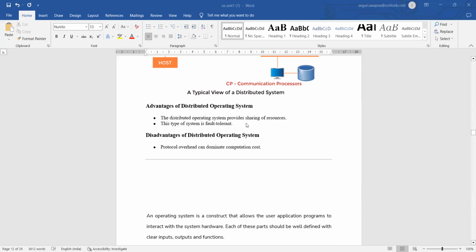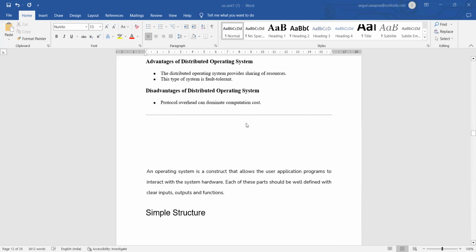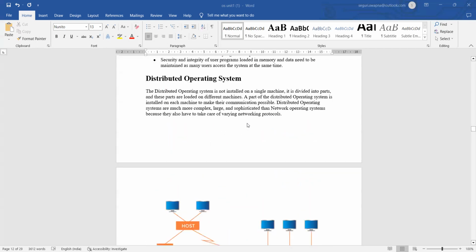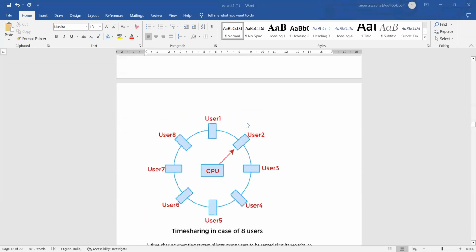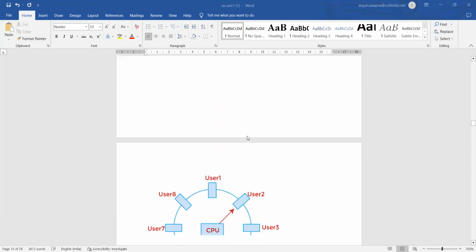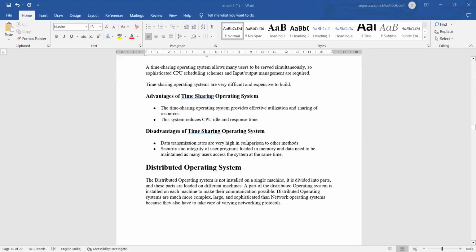The disadvantage is that it has a computational cost. It has an overall computational cost. So these are all the types of operating system which are used in real time.